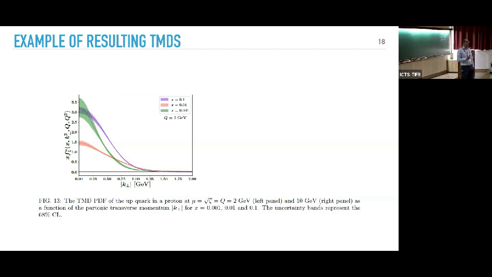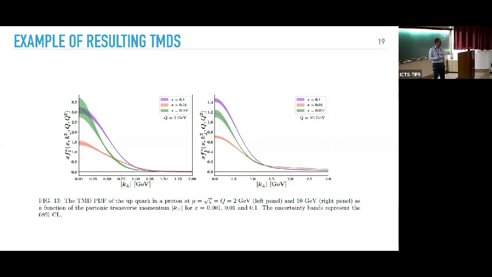Most of the difference between 2 GeV and 10 GeV we can predict perturbatively. But part of it is also encapsulated in this non-perturbative part of the Collins-Soper kernel. So there is part of the difference which has to be fitted. Anyway, here you see that there are some non-trivial features, like maybe some x dependence. So compare, for instance, the 10 to the minus 3 to the 10 to the minus 2, sorry, to the 10 to the minus 1 case.